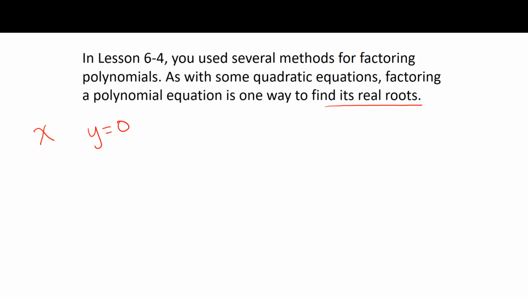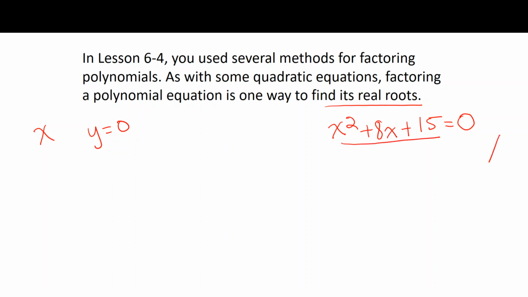So let's just use an example. Let's say we have the equation x squared plus 8x plus 15, and we want to find the real roots of that. So we would set it equal to 0, because we want to know what x is when y equals 0. Once I have this, it's kind of hard to figure out, but what I can do is factor this equation.